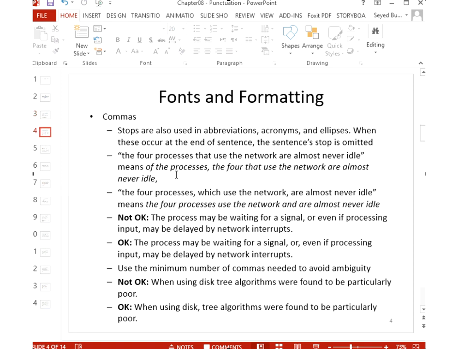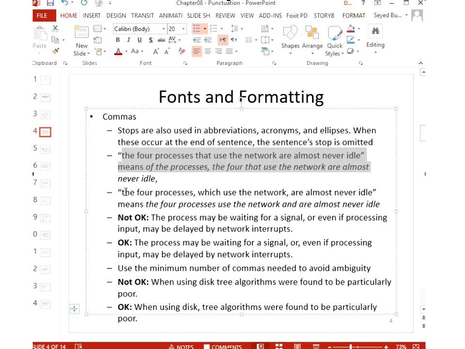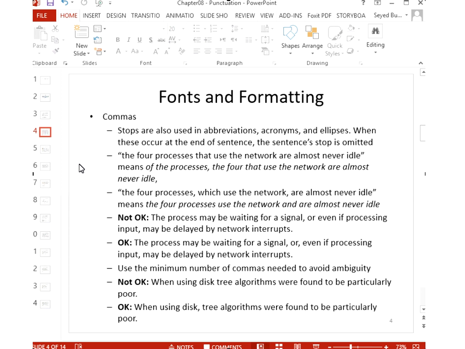What about the comma? Here is a statement. The 4 processes that use the network are almost never idle. The same sentence, if you write it like this: the 4 processes, which use the network, are almost never idle. So the question is, are you saying that there are only 4 processes, or are you saying there are many processes out of which you are choosing 4 of them?